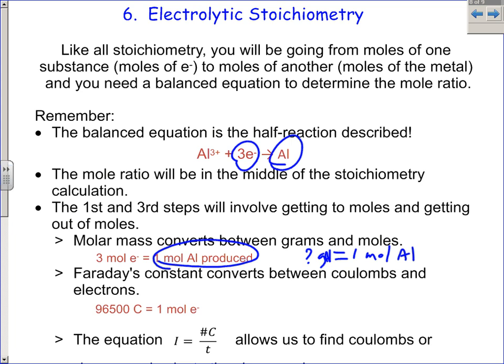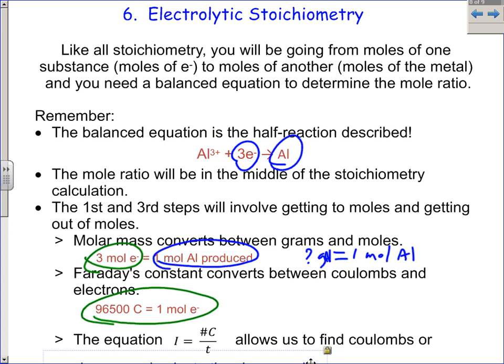So remember, if our mole ratio involves moles of electrons and moles of a metal, we've got to get to moles of our metal or get out of moles of our metal using molar mass. Now the second thing here is our mole ratio deals with moles of electrons. So how do we handle this part in the first and third step? Well, we're either going to be getting to it using Faraday's constant, which is what's right here. So if we know the coulombs, we could use this coulomb to electron equality as a ratio to get to moles of electrons. Or if we're at the end of the problem and the moles of electrons come at the end, we would use this same relationship to get to coulombs.